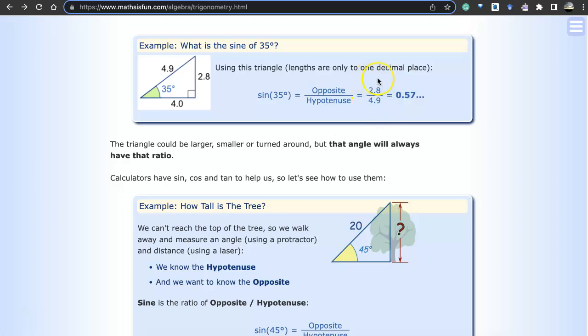We divide those because these are trig ratios. That's another way you may see them defined. And we get that sine of 35 degrees is 0.57 approximately. What is really interesting is that the triangle could be larger, smaller, turned around, but that angle will always have this ratio, 0.57. And you're going to start to see that as you practice additional problems. The sine of an angle is always this ratio, opposite over hypotenuse, and has this particular measure in this case.